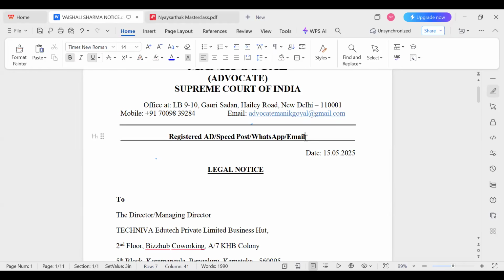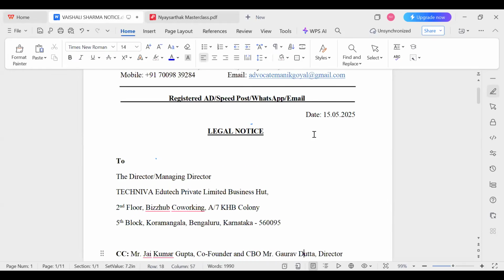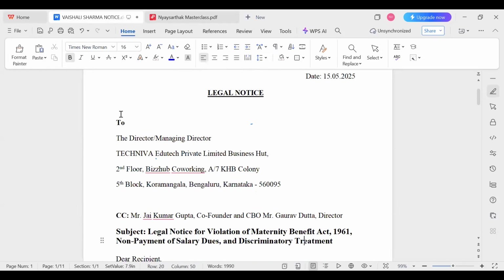When you become a lawyer, then you can use this formatting. You can change the email ID, phone number, office address, and all the other things at your end. Then after that, we are skipping to the main part, that is, to whom we have to send the legal notice, the other party.